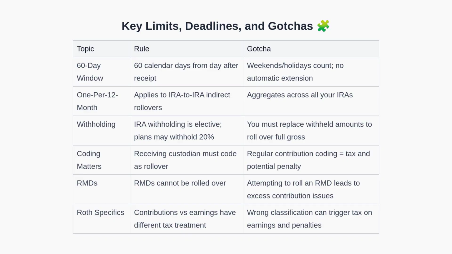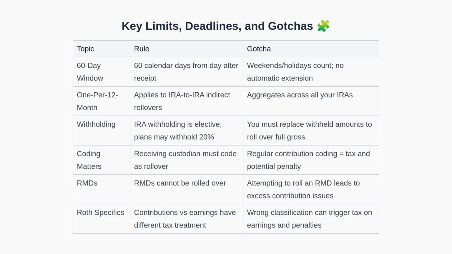Withholding on IRA distributions is generally elective, whereas qualified plans may impose 20% withholding on distributions. In any case, you must replace withheld amounts to roll over the full gross. Coding is crucial. The receiving custodian must record the deposit as a rollover contribution, or the IRS will treat it as a taxable distribution. Required minimum distributions cannot be rolled over.